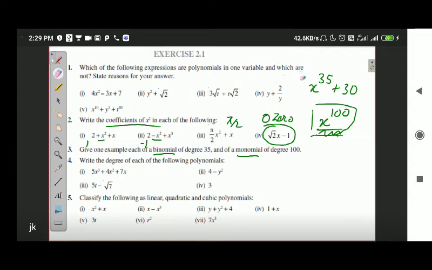You can take any of the examples you like, but keep in mind the highest power of x should be, in the first case 35, in the second case 100, and for the first case there should be only two terms, for the second case there should be only one term. You can take any example that you like. You are not restricted by taking any examples.